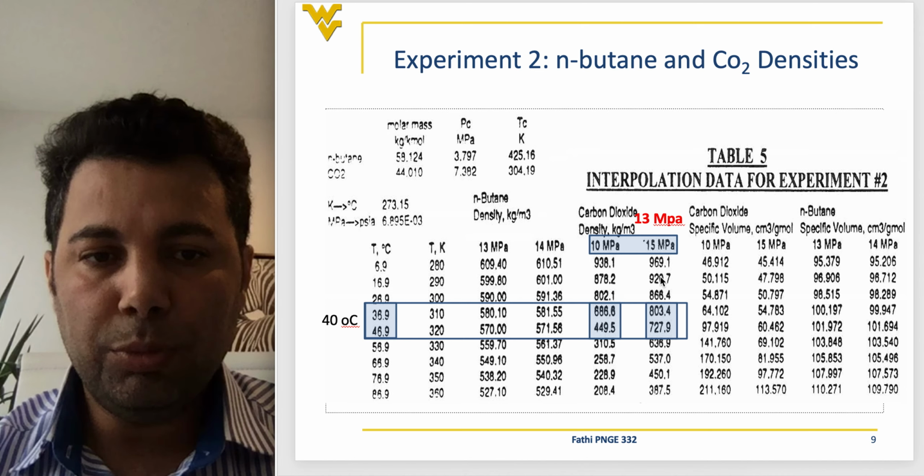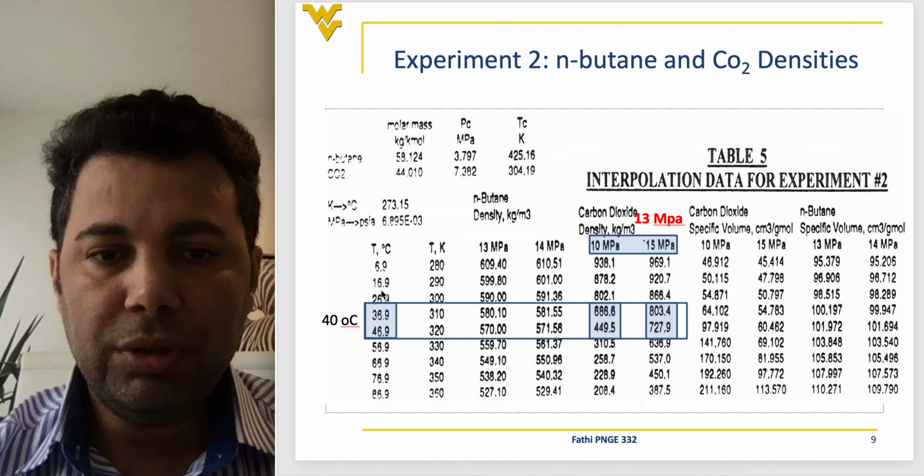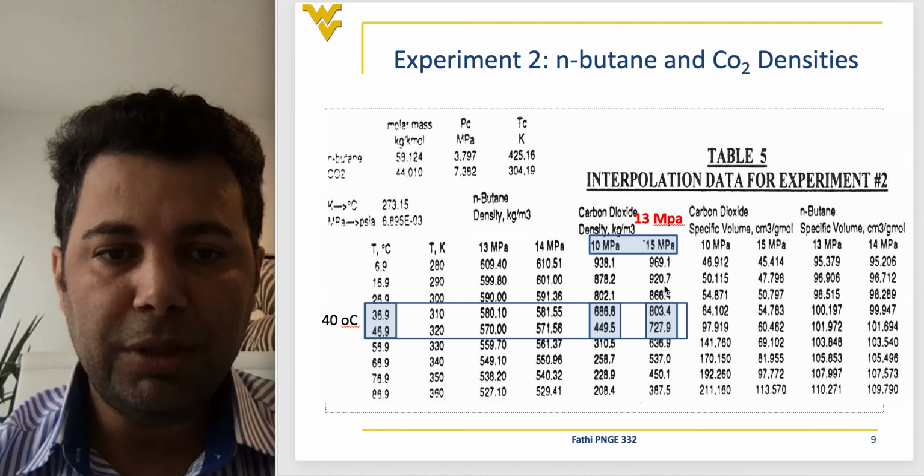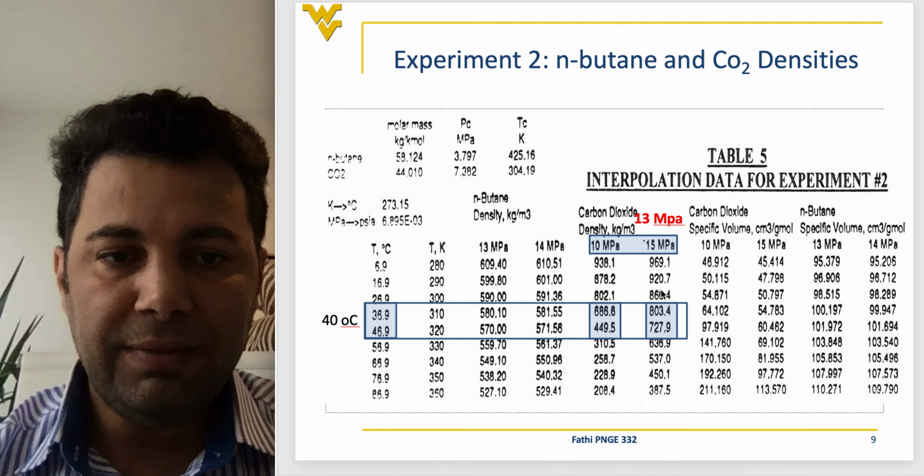Then you will have the density of the CO2 at 22 degrees C and 15 megapascal. So you will have a number here, which represents the density of CO2 at 22 degrees C and 15 megapascal, and a number here, which basically gives you the density at 22 degrees C and 10 megapascal.